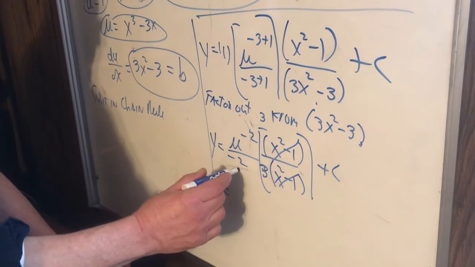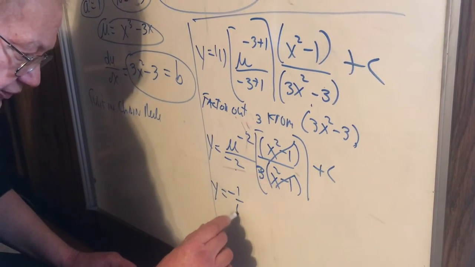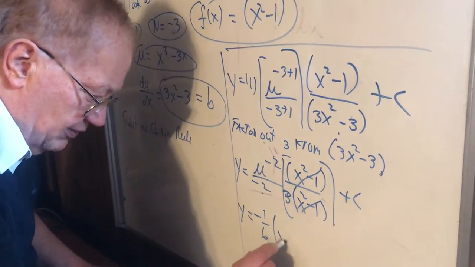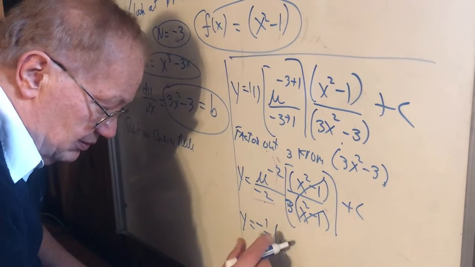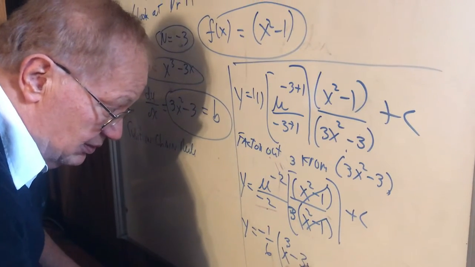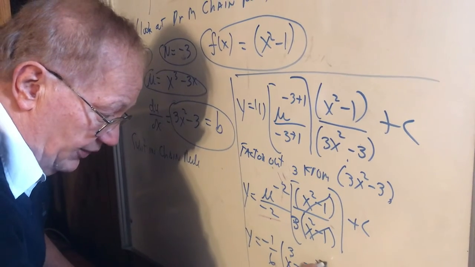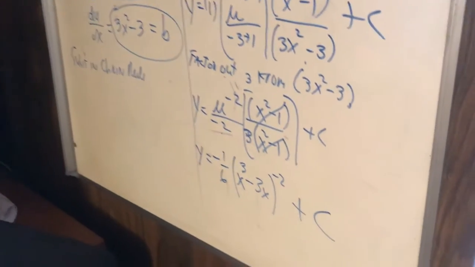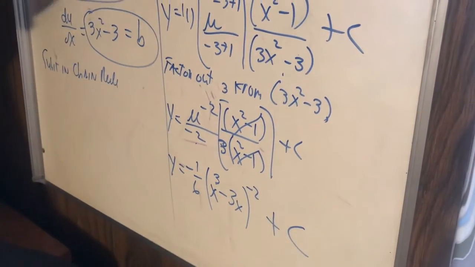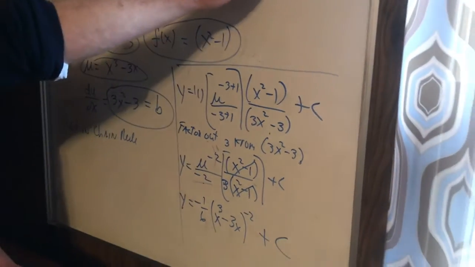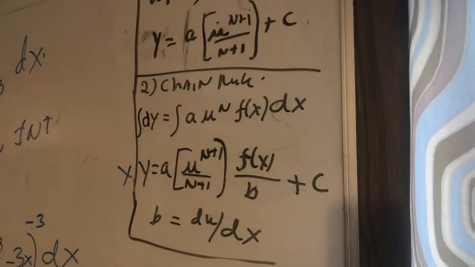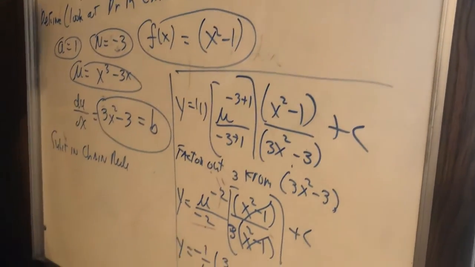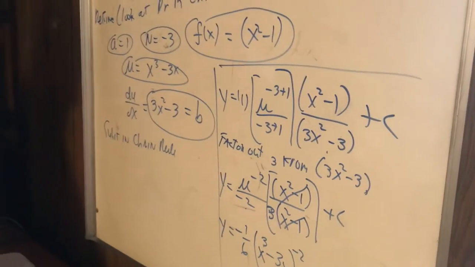y is going to be 1/6 times minus 2, which is minus 1/6, u is x cubed minus 3x, to the minus 2, plus c. And that's my answer. See how simple it is? Just use that rule. Don't forget b is du dx. Okay? So it's a simple thing of plugging in. So we make chain rule into a plug rule.